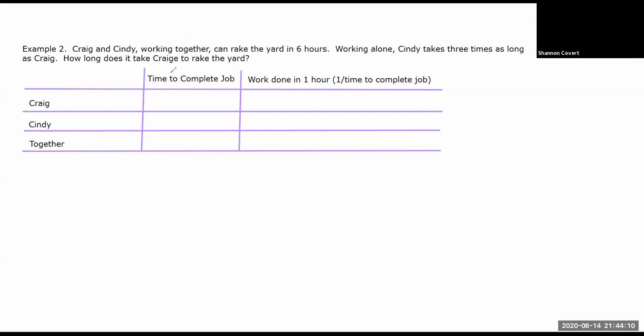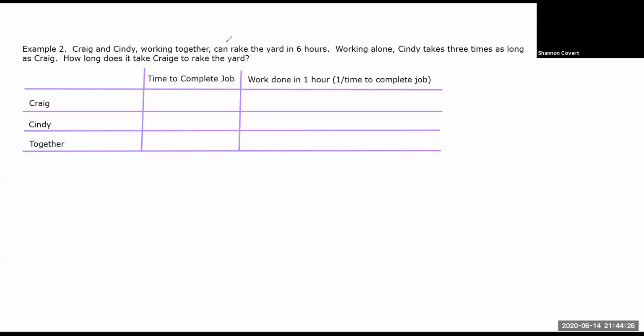Across the top, second bar over, I have time to complete job. Third bar, my title is work done in 1 hour, which we consider 1 over the time to complete the job. And now you go back to the word problem and start filling things in.